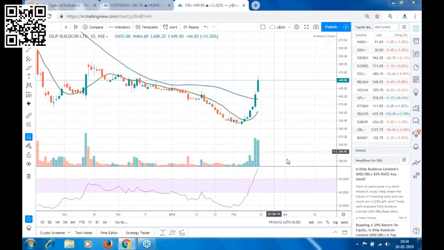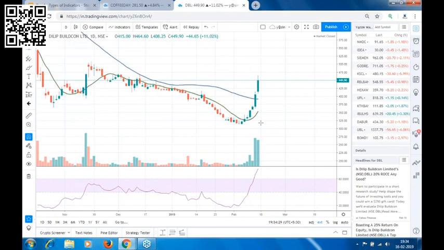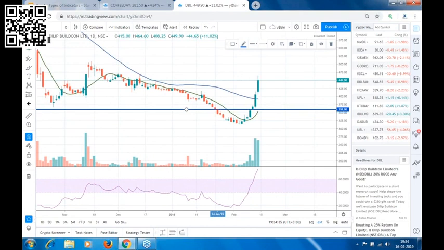Which date is this? This is 11th of Feb. On 11th of Feb, when we saw this candle above the 10 period moving average, this was our buying level, above the high of this candle. You can also check it on your Telegram channel. Our buy was about 360 at this point, and our targets were 375 to 380 and 390 to 395.